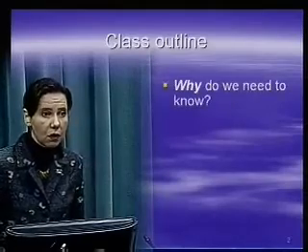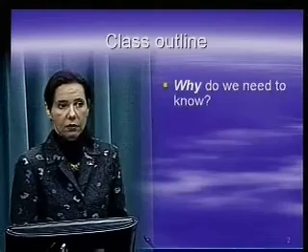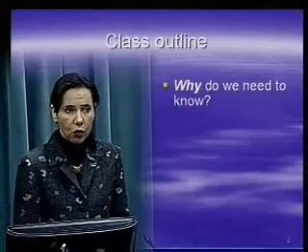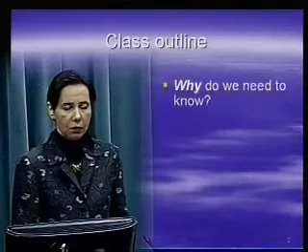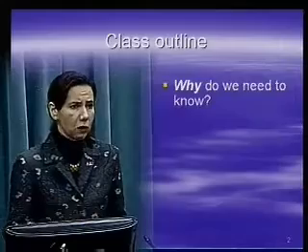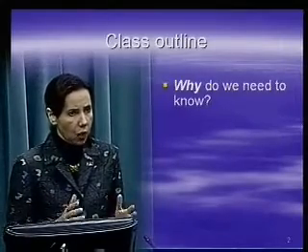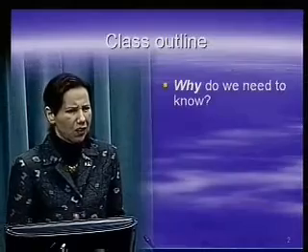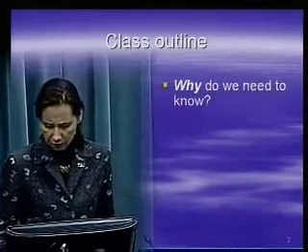So the class outline includes first, why do we need to know this chaos theory approach and complex adaptive system approach? Why do we need this? Because we already know management by objectives, we know organizational structure, we know how to do project management. What is all this about? Why do we need this?